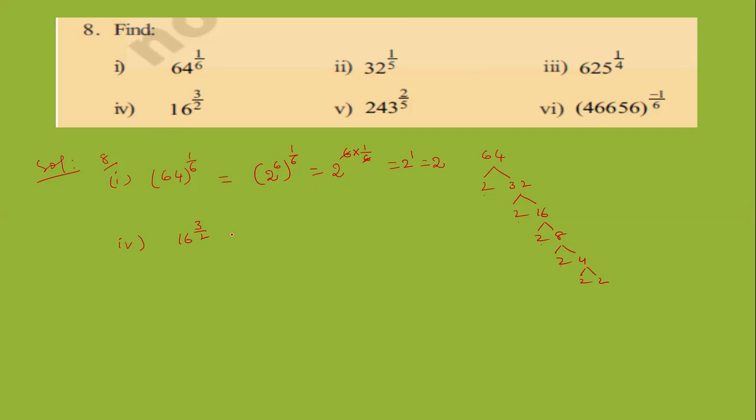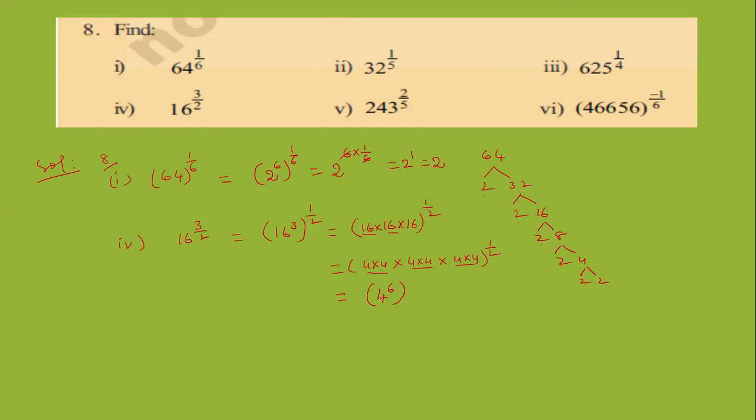What is the fourth one? 16 to the power of 3 by 2. You may rewrite this one like this: 16 cube as base. The exponent is 1 by 2. What is meant by 16 cube? That means 16 into 16 into 16 as base, and the exponent is 1 by 2. Okay.